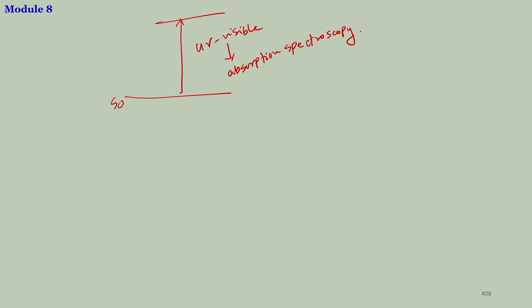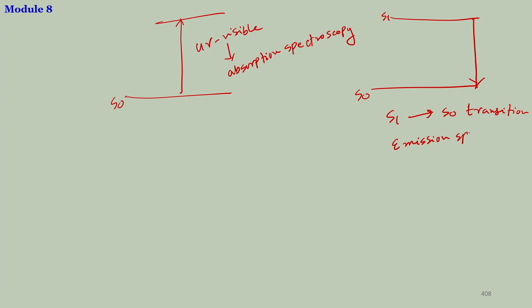Fluorescence, on the other hand, is the opposite. It is an emission spectroscopy. Electrons are coming down from the excited state to the ground state, the S1 to S0 transition. Therefore, this is basically an emission spectroscopy. Since the electron is coming down, the molecule will release energy or emit radiation, and that radiation you can see in your fluorescence spectroscopy.